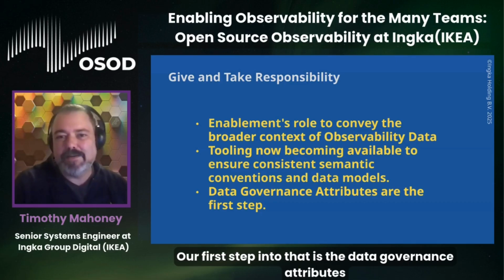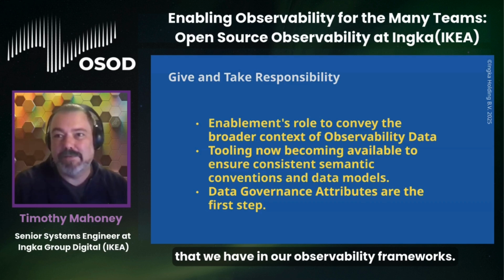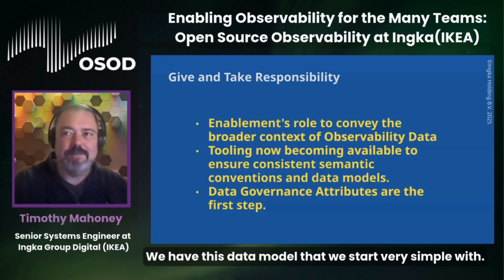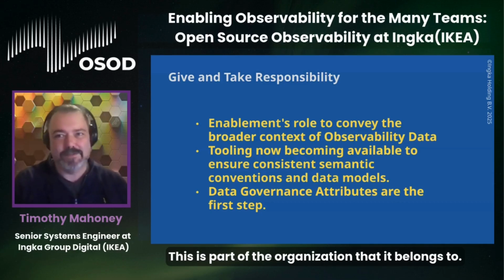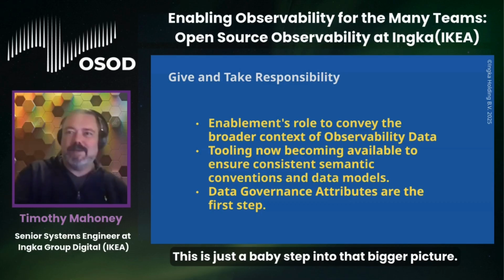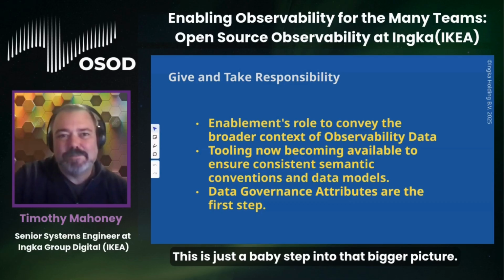Our first step into that is the data governance attributes that we have in our observability frameworks. We have this data model that we start very simple with: this is the environment that your application's running in, this is the team that owns it, this is what part of the organization that belongs to. This is just a baby step into that bigger picture.